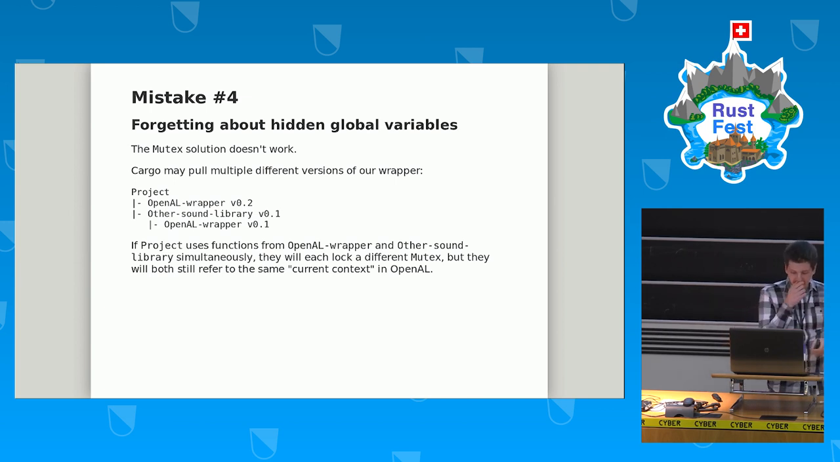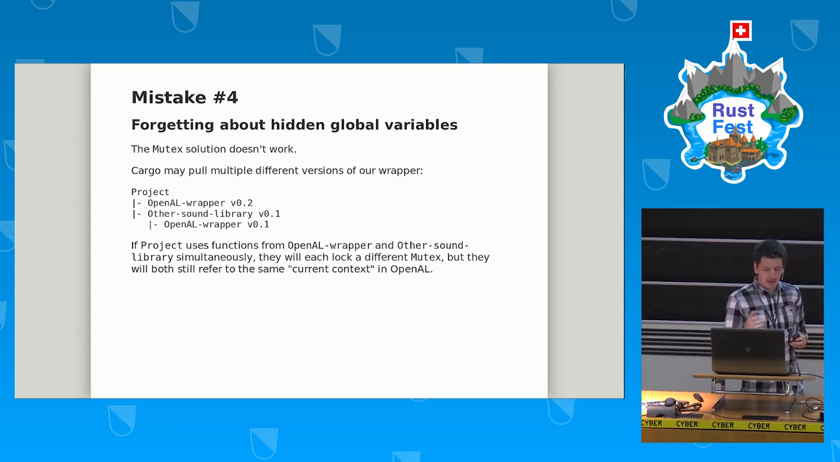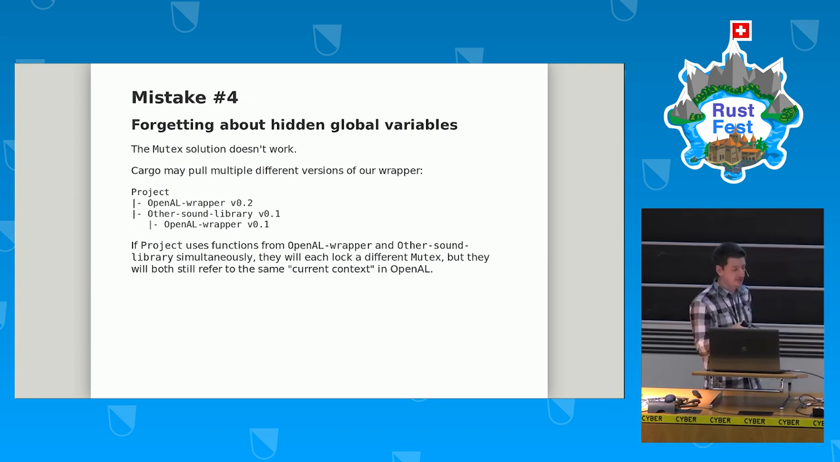Yeah, I see what you mean. You can fix that with no. Basically, if you're the writer of the OpenAL wrapper library, you can ensure that people cannot have two different versions of OpenAL wrapper in their project. As the writer of OpenAL wrapper, you can ensure that this doesn't happen. But if someone else writes another OpenAL wrapper, then you have the same problem.